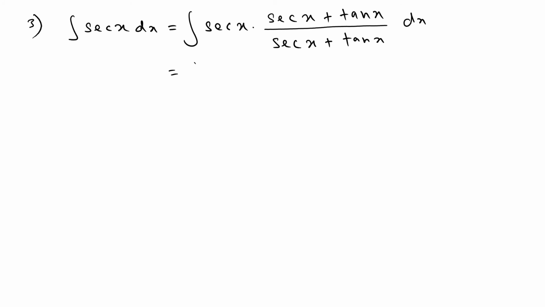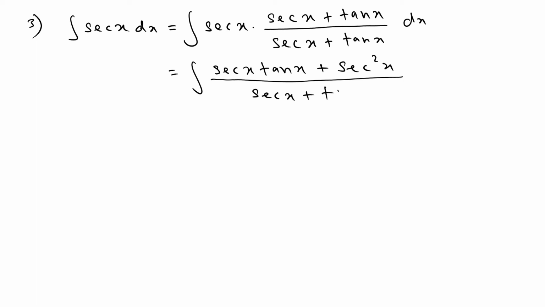Now we can distribute the top. If you multiply through, you get secant tan plus secant squared. I wrote secant tan first just switching the order; it's a plus sign, so it doesn't matter. In the bottom you have secant x plus tan x. Now you can see that the top is the derivative of the bottom function. Is that right? What is the derivative of secant? The derivative of secant is secant tan. The derivative of tan is secant squared. So the top is the derivative. Okay, so that's very clear.